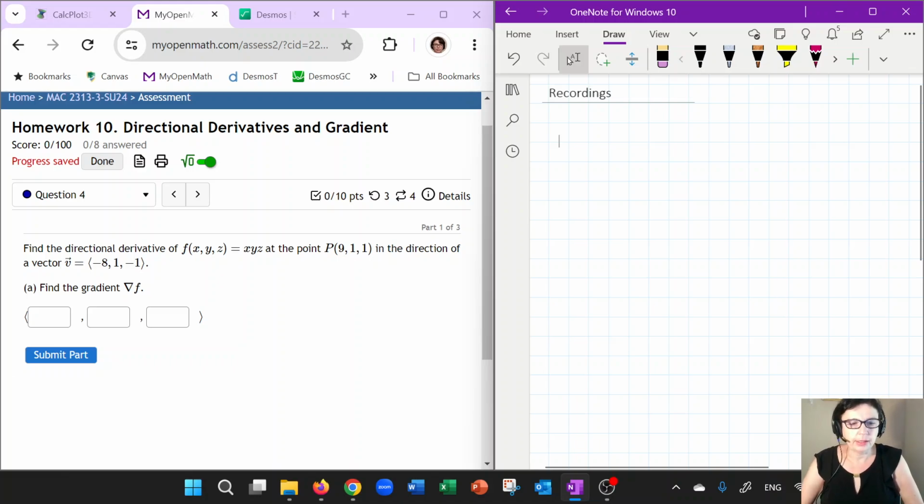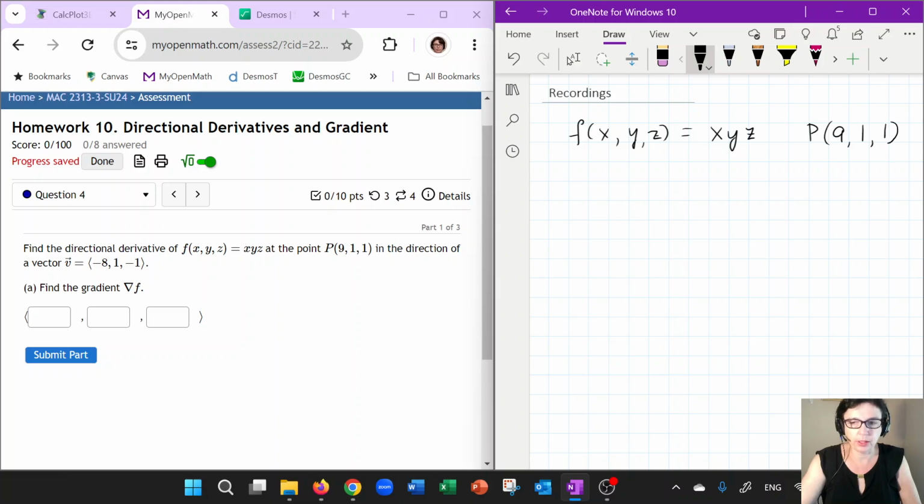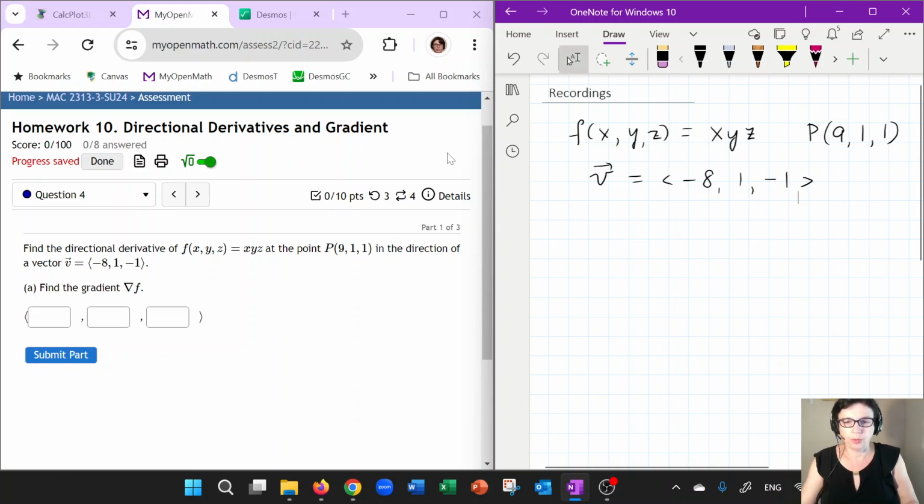Hello guys, in this example we're going to take a look at computing a directional derivative of a function, this time of 3 variables, x, y, z. They give you a point with coordinates 9, 1, 1, and then they give you the direction vector, which is given by -8, 1, -1. Okay, so what are the steps?